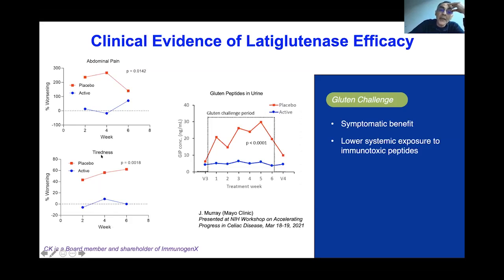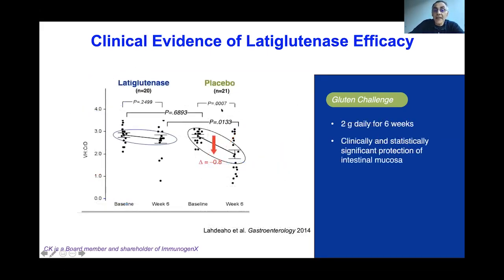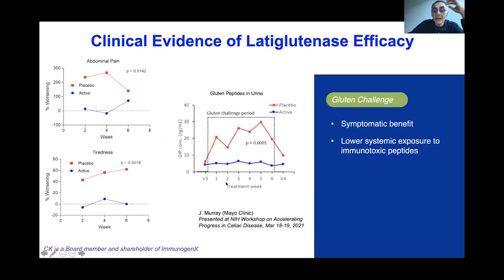I'm just showing you 2 examples of metrics that were used in the tool. The study that was done in Finland was essentially repeated at the Mayo Clinic with an additional 40 to 50 patients. And you can see now the histopathological result, which was reproduced from Finland to Mayo, was also shown to have clinical relevance in terms of symptoms experienced by patients.